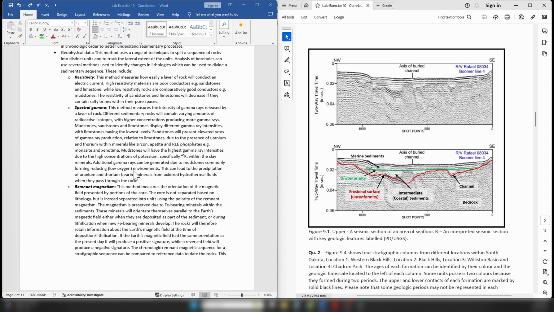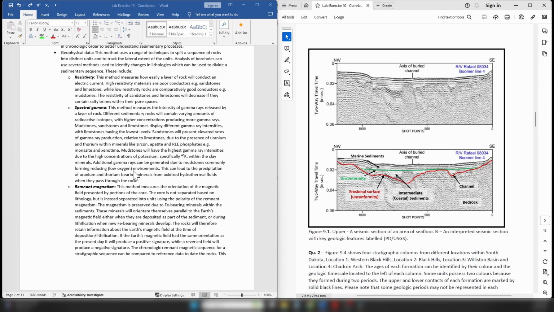And of course, the presence of these minerals will lead to a slightly higher gamma ray release versus a limestone, which on the whole is relatively poor when it comes to minerals that contain radioactive isotopes. Now, mudstones, once again, are in a different situation. They will typically produce the highest amount of gamma rays.